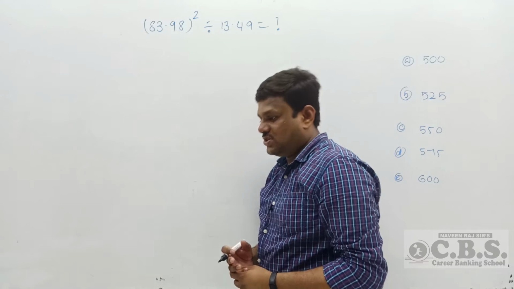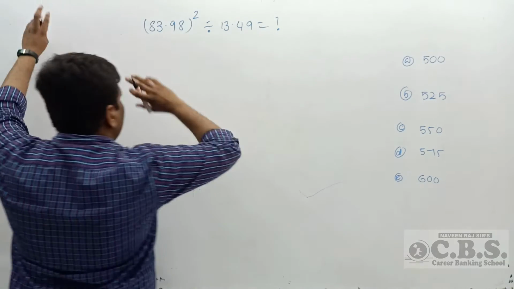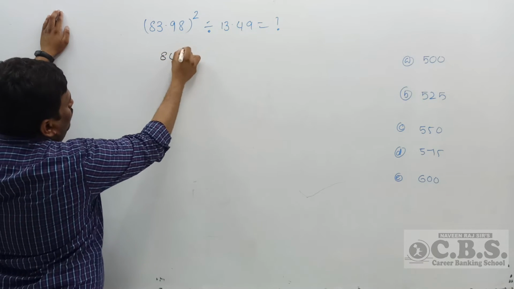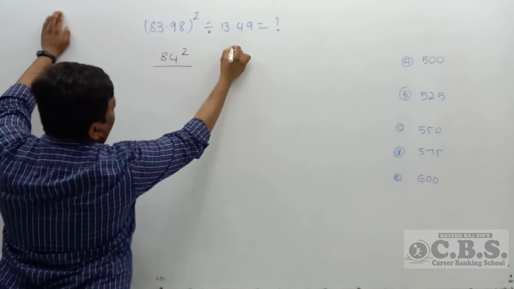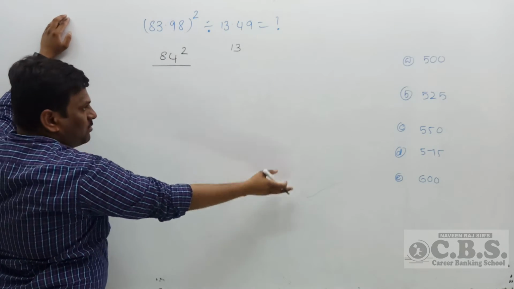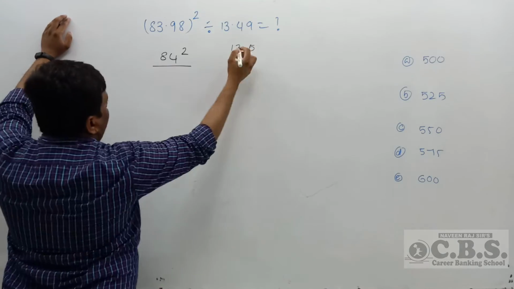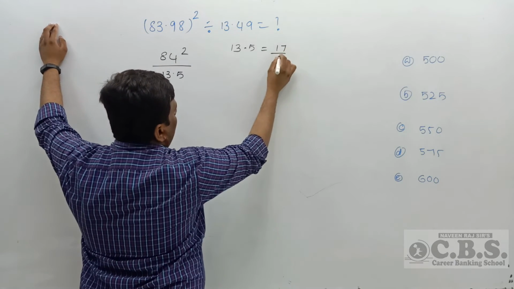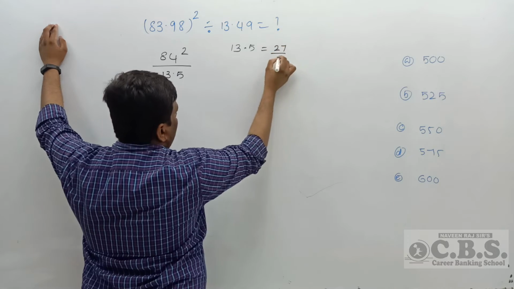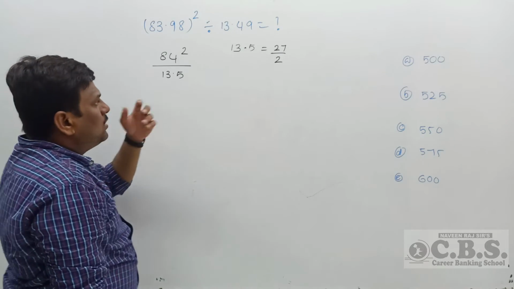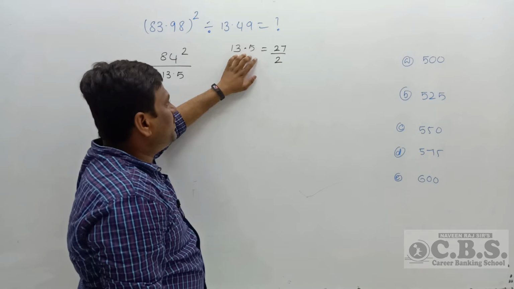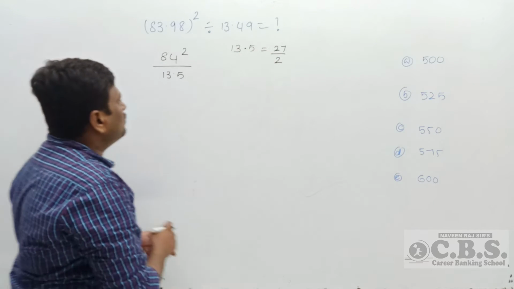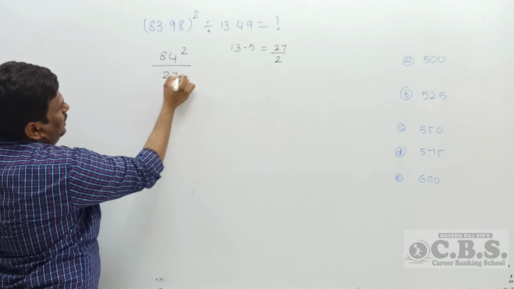Let's do it with a simplification. So what happened? The mistake you make in this question is 83.98, you take it as 84 whole square divided by, so if you take 13 you get a wrong answer. That's not available in the options. So when you take it as 13.5, so 13.5 nothing but what can you take? 27 by 2. Yes or no? So simple calculation. 13.5 nothing but what? 27 by 2. 0.5 means half. So 13 plus half you can take as 27 by 2. So I take it as 27 and 2.